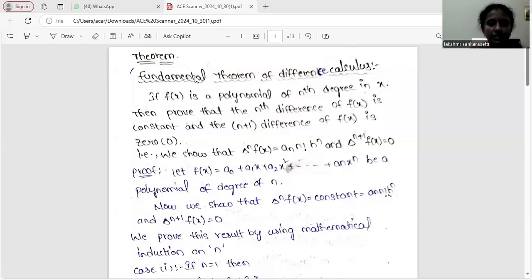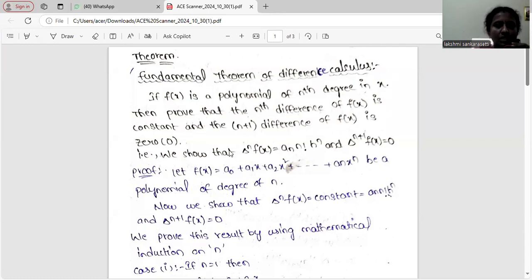Today we are going to discuss the fundamental theorem of difference calculus. The statement of the fundamental theorem says that if f of x is a polynomial of degree n in x, then we have to prove the nth difference of f of x is constant and the n plus 1th difference of f of x is 0.